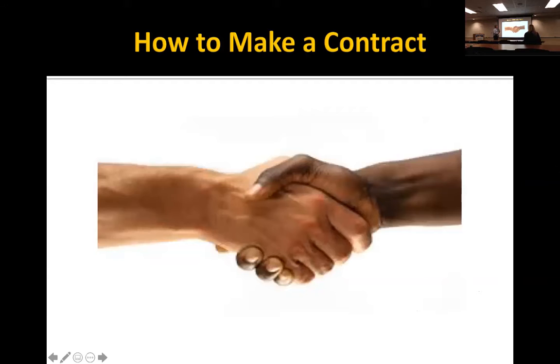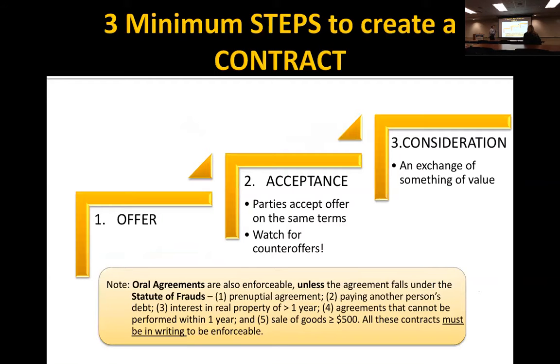So let's think a little bit about how to make a contract. In law school, what we learn is that there are 3 steps to making a contract: an offer, which is then accepted. The thing to note here is that it must be on the same terms. Kevin, here's a handy little thing you can see, look how it works. It goes back and forth.